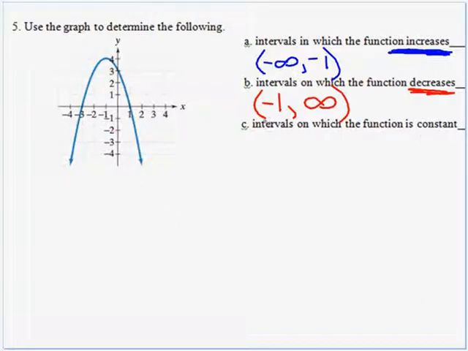Okay, and last but not least, where do we have an interval in which we are constant? Are there any flat parts of the graph? No. So that would be NA, not applicable, or you could write none. Anything to tell me that there are no constant intervals on the graph.